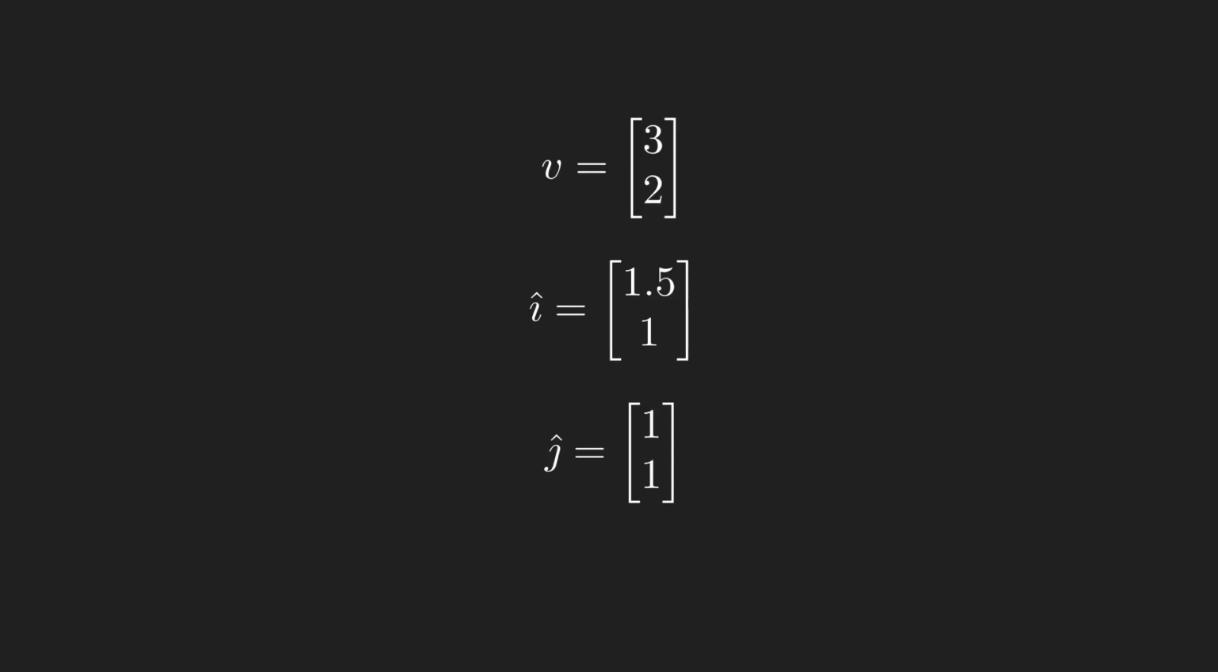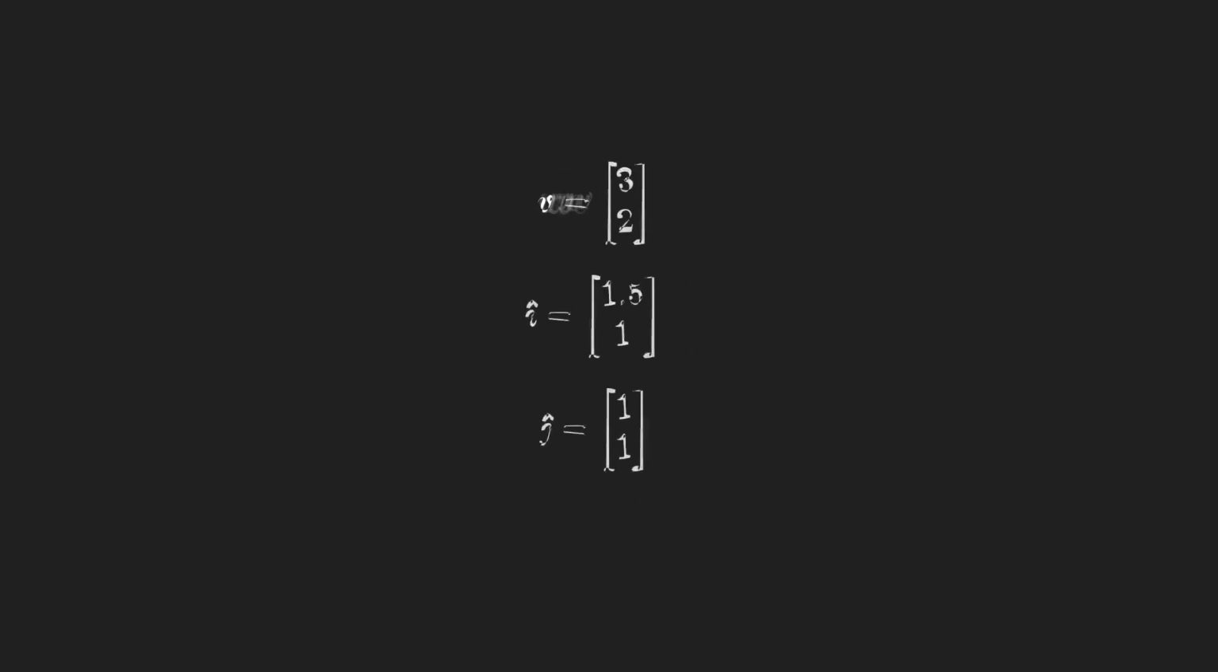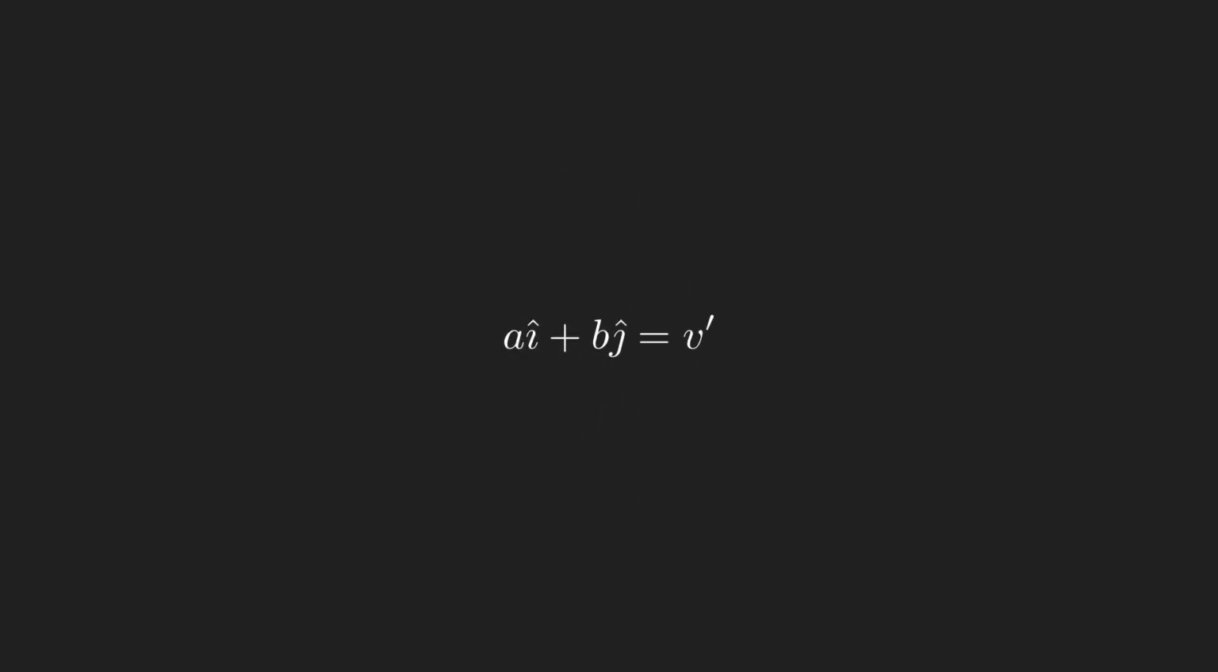Now, let's think about this numerically, not visually. Given an arbitrary vector AB, and our transformed i-hat and j-hat, we can use linear combination to solve for our transform vector. A times the vector i-hat plus B times the vector j-hat gives us our final vector. This means that any linear transformation in 2D can simply be represented by four numbers, the two scalars of i-hat and the two scalars of j-hat.